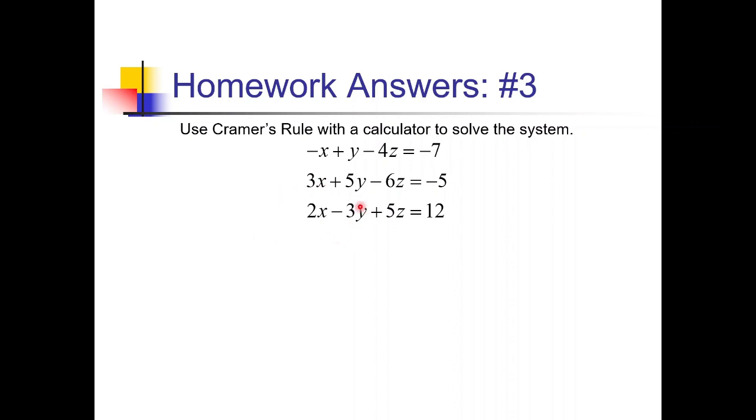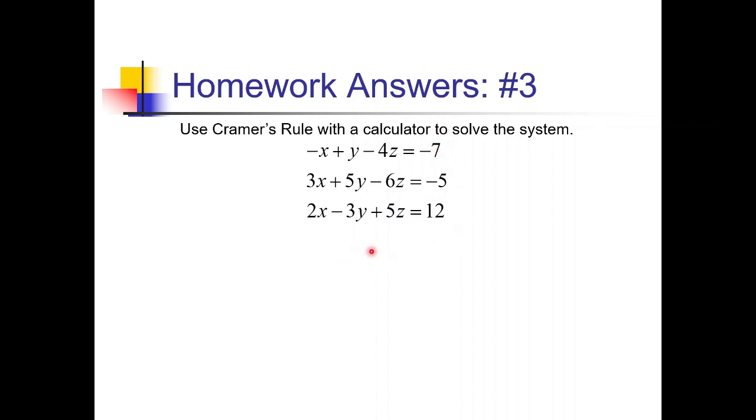To solve this 3x3 system with Cramer's rule, I'm going to first set up 4 matrices. One of them will be my coefficient matrix. It'll be a 3x3. And the other 3 will be the coefficient matrix, but I'm going to swap out one column for x, y, and z each, and then I'll put these constants in there instead.